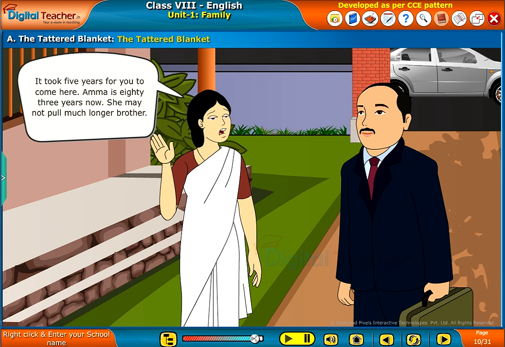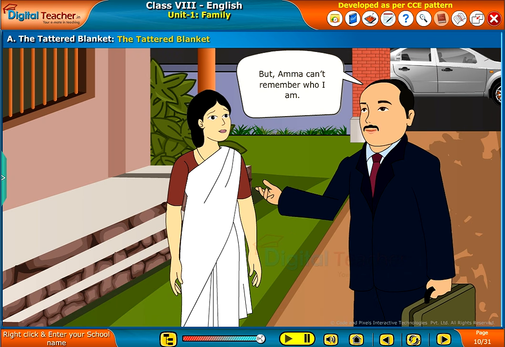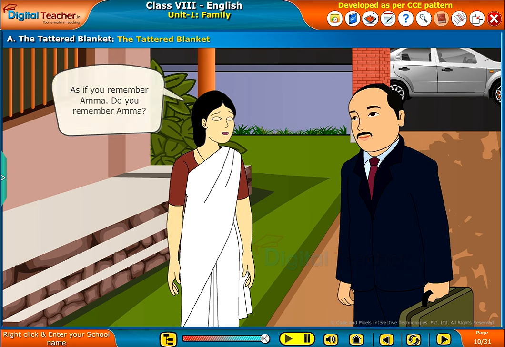She may not last much longer, brother. Smiling feebly, he says, but Amma can't remember who I am. As if you remember Amma. Do you remember Amma?